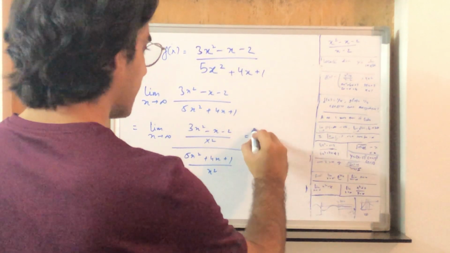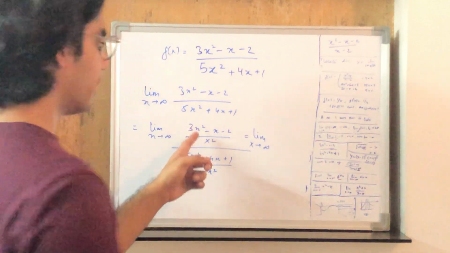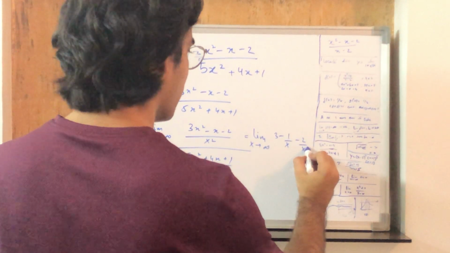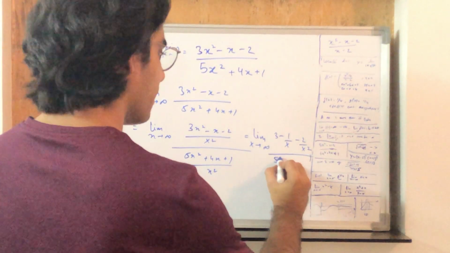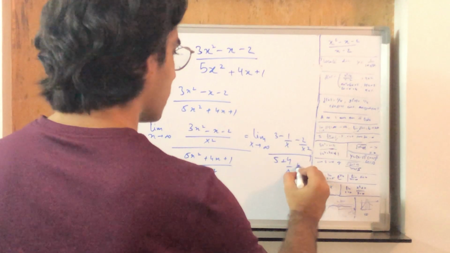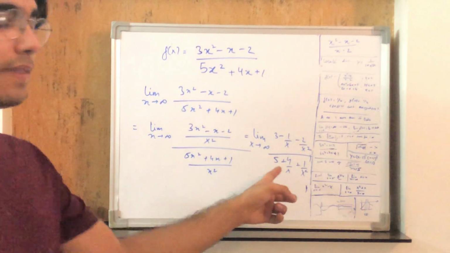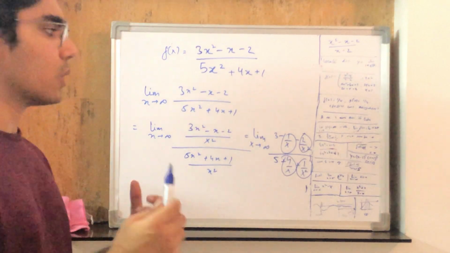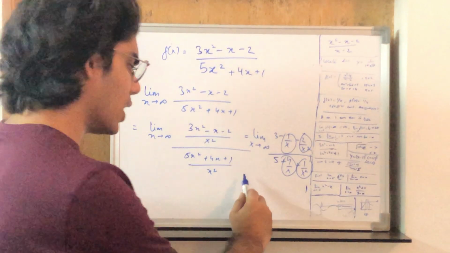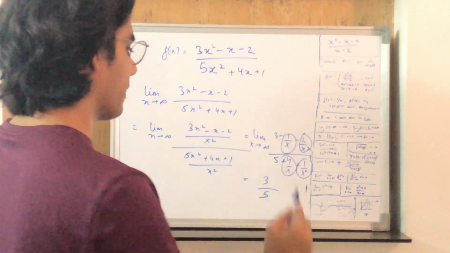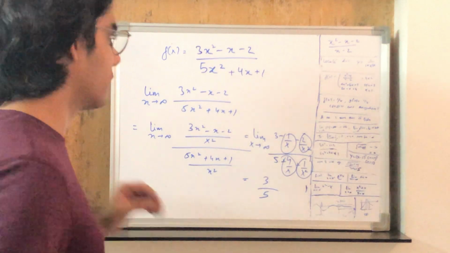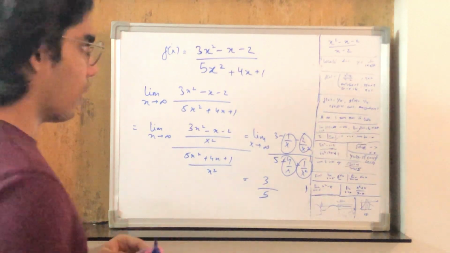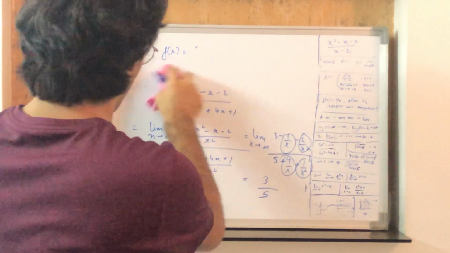I can simplify this as the limit x tending to infinity. 3x squared over x squared is just going to be 3, minus 1 over x, minus 2 over x squared. That's my numerator. My denominator is similar: 5 plus 4 over x plus 1 over x squared. And when x goes to infinity, each of these terms, 1 over x, 2 over x squared, 4 over x, and 1 over x squared, is going to go to 0. So what am I left with? I can use limit laws to simplify this further, but I know that this is going to be 3 over 5. So 3 over 5 is my horizontal asymptote, and that's the ratio of the leading coefficients of the numerator and denominator. Pretty straightforward there, right? Okay, let's look at another question.